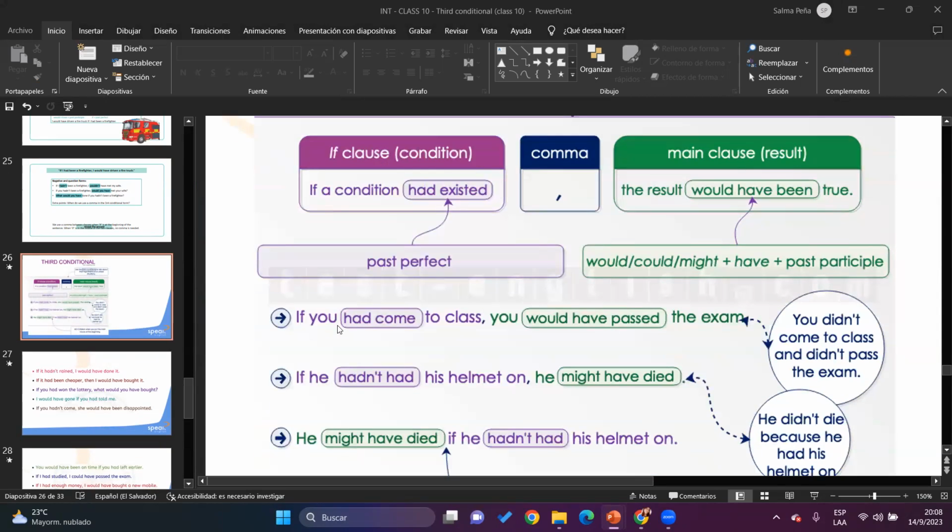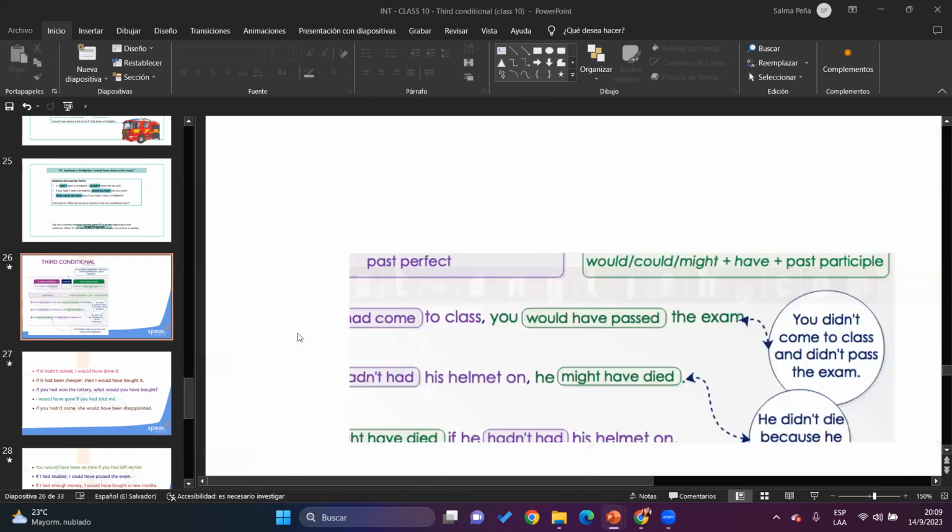Or in this one, you can see it better. If you had come to class, it's a past situation that was not real. If you had come to class, you would have passed the exam. That is the possible imaginary result in the past, because it didn't happen. You didn't come to class and didn't pass the exam. It was not real, it didn't happen. We are just imagining something that didn't happen.